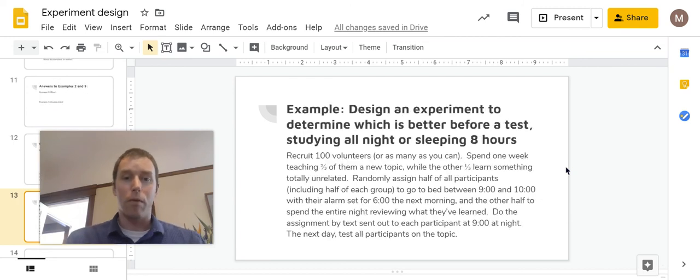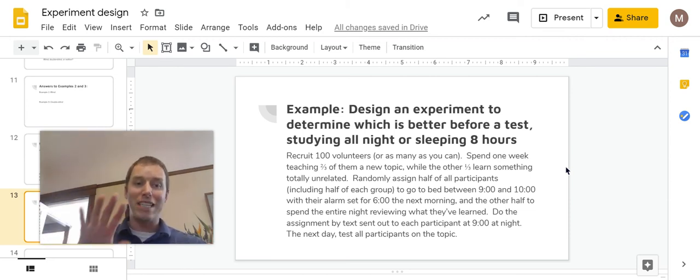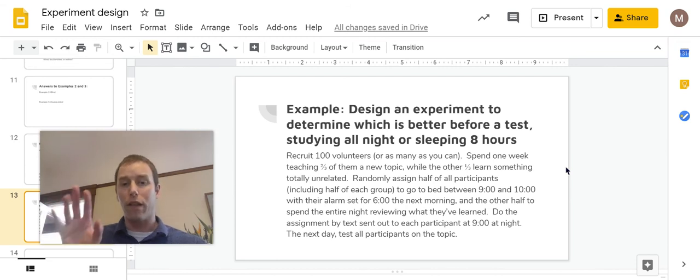So for example, let's say I want to design an experiment to see what's better, studying all night or sleeping 8 hours. So here's my experimental design for that. I'm going to recruit 100 volunteers, or as many as I can get my hands on. I'm going to spend 1 week teaching 2/3 of them a new topic, and the other 1/3 is going to learn something totally unrelated. So they're part of my control to see how much existing knowledge of this topic there was, even if I hadn't taught them a darn thing.